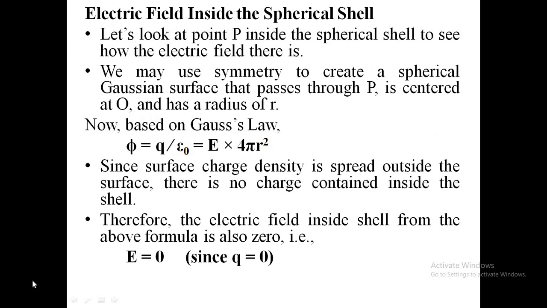Let's look at a point P inside the spherical shell to see how the electric field is present there. We may use symmetry to create a spherical Gaussian surface that can pass through P and is centered at O and having a radius r. And based on Gauss law, we shall write the flux phi is equal to Q by epsilon naught, which is equal to E into 4 pi r square.